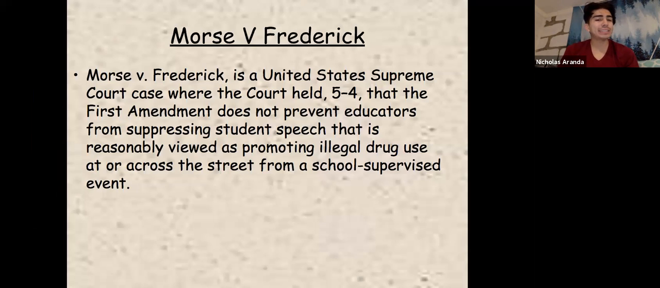I didn't put a date here, but somebody can fact check me on this. I want to say that Morse v. Frederick was decided in 2007, but maybe it was 2001. It was definitely 2000-something. And it further weakened constitutional protections as they pertain to speech for students in schools.